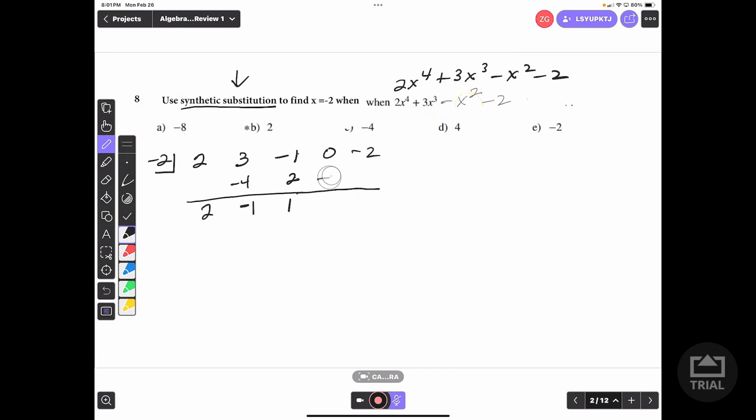Negative 2 times 1 is negative 2. 0 plus negative 2 is negative 2. Negative 2 times negative 2 is 4. Negative 2 plus 4 is 2. That's the remainder. The answer is 2. So I made the mistake. I forgot about the x here. So don't forget to put the x. So it's x to the fourth, x to the third, x squared, and you need here 0x minus 2. And I was getting it wrong, so it is going to be 2.